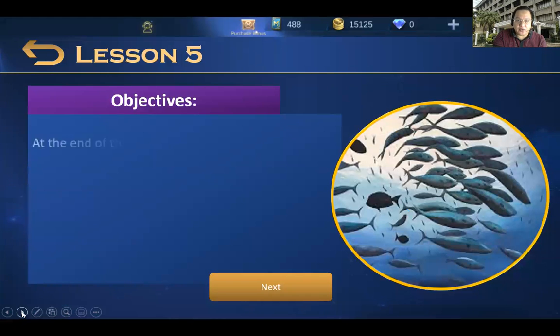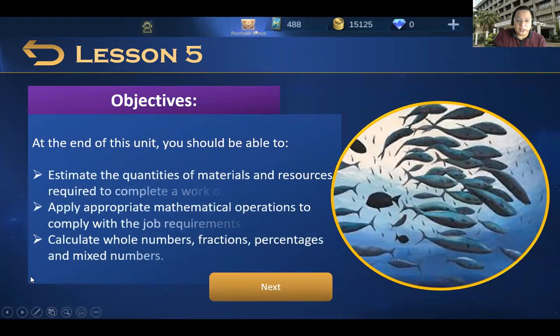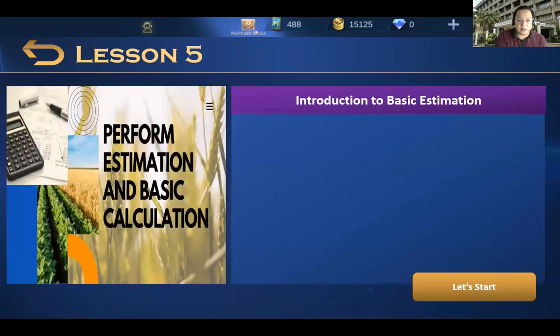So the objective first for lesson number 5, at the end of this unit, you should be able to estimate the quantities of materials and resources required to complete a work task, and also apply appropriate mathematical operations to comply with the job requirements and calculate whole numbers, fractions, percentages, and mixed numbers.